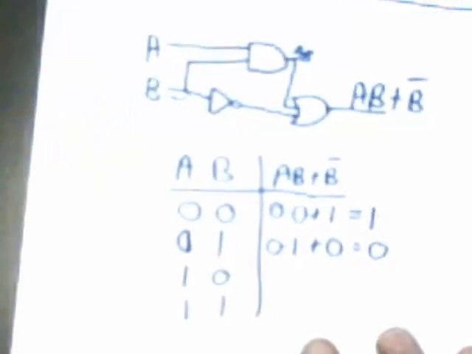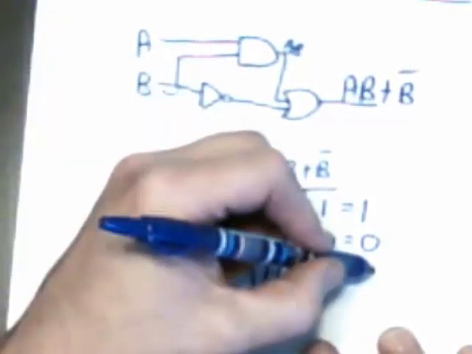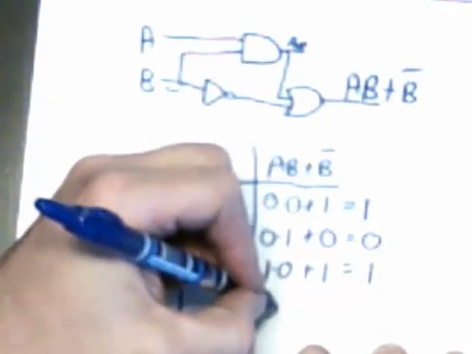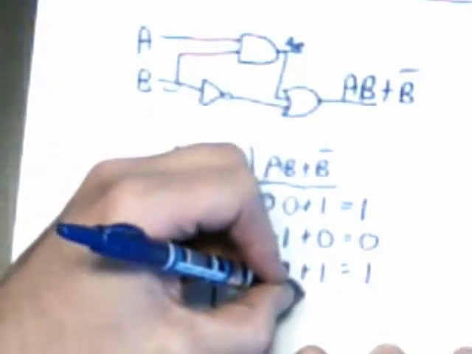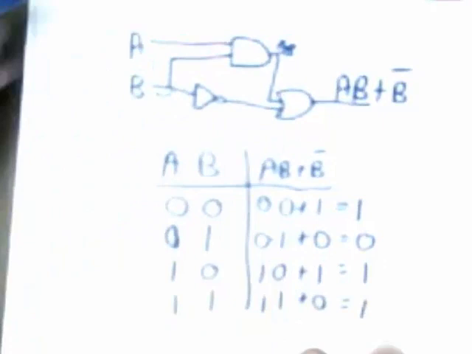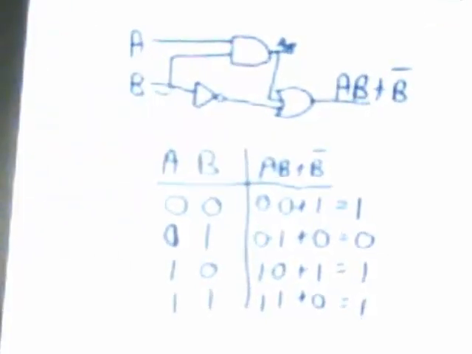I'm going to fill out the next two and see what you think. 1 in for A, 0 in for B, 0 in for B, but it gets knotted. My answer is 1. 1 in for A, 1 in for B, 1 in for B, but gets knotted. 1 plus 0 is 1, and I have my truth table for that diagram as well.